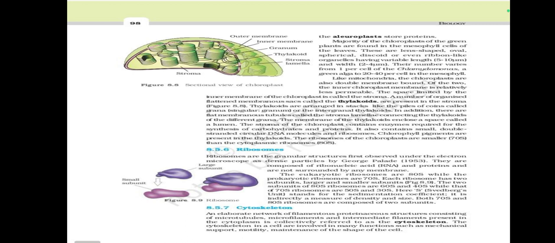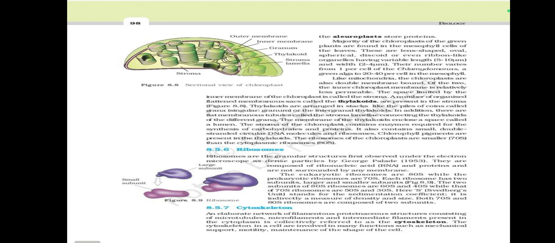In addition, there are stroma lamellae connecting the thylakoids of different grana. The membrane of the thylakoids encloses a space called the lumen. The stroma of the chloroplast contains enzymes required for the synthesis of carbohydrates and proteins. It also contains small, double-stranded circular DNA molecules and ribosomes. Chlorophyll pigments are present in the thylakoids. The ribosomes of the chloroplasts are smaller, 70S, than the cytoplasmic ribosomes, 80S.